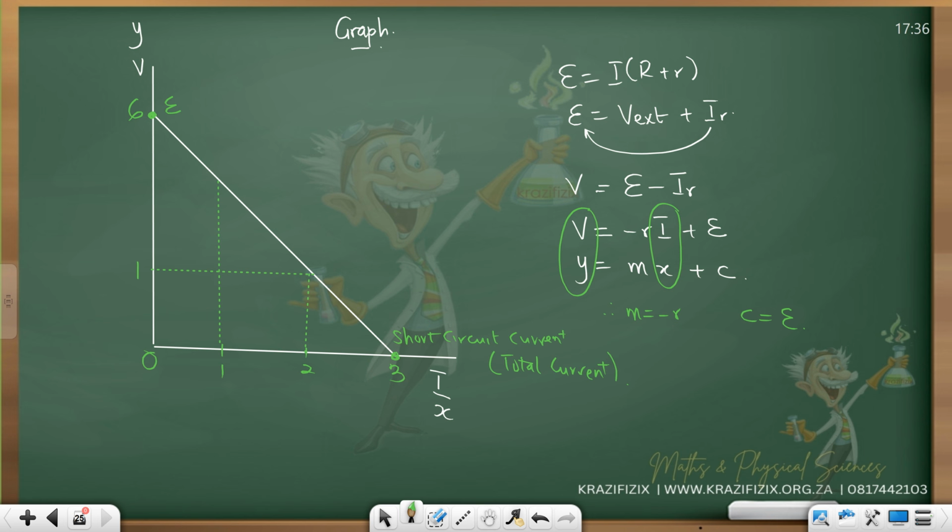So 5, you're correct. This is what we're really saying. EMF is this. But when the current is 2, our V external is now 1. The difference here is your V lost. So what's the difference? We have lost what? 5 volts. That is very, very important. And obviously your gradient is your R.